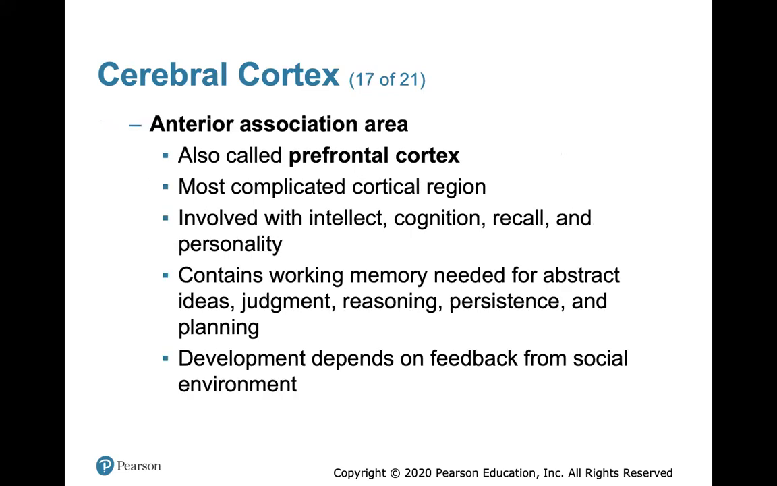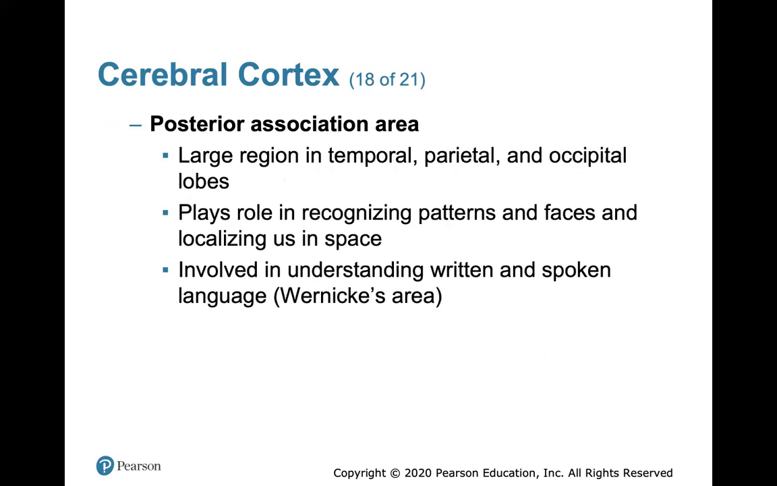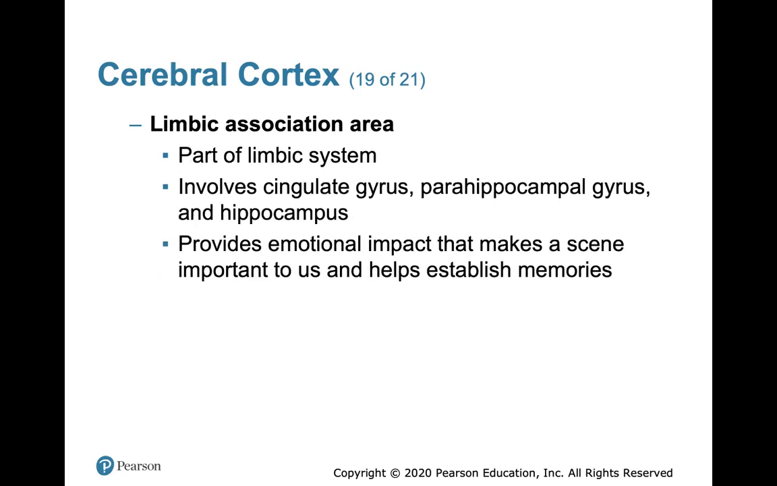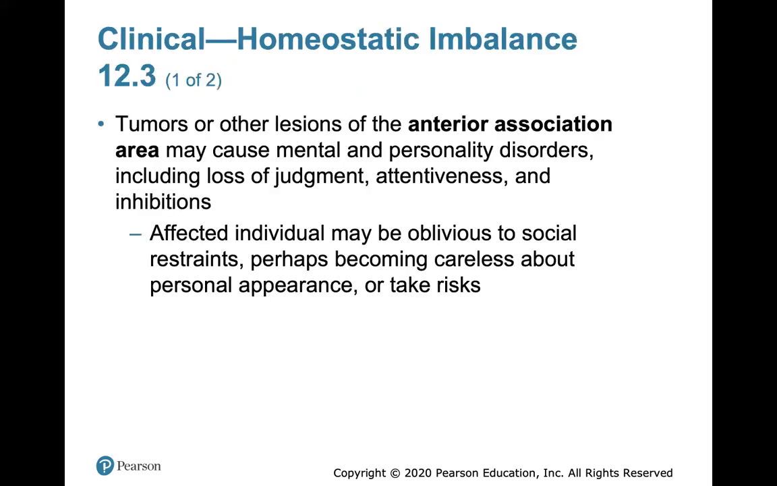Anterior association areas are involved with intellect, cognition, recall, and personality. I'm going to skip over some of these; what I've covered so far is what I want you guys to focus on. Posterior association areas play a role in recognizing patterns in faces and localizing us in space. And this is where you have some understanding of written and spoken language. The limbic association area is part of the limbic system, and it provides emotional impact that makes a scene important to us to help establish memories.